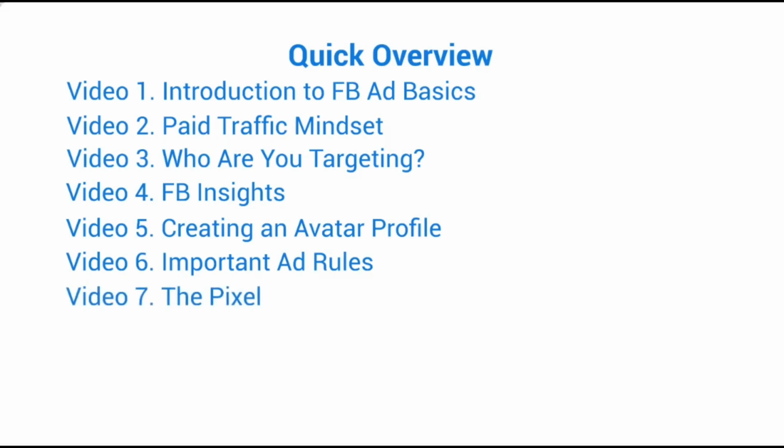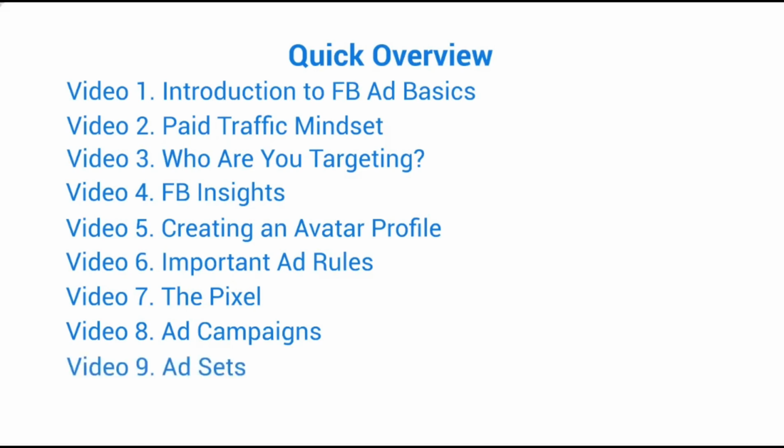In video number 7, we'll talk about the pixel, which is basically the tracking code that Facebook uses, why it's important, and how you can create it. In video number 8, we'll talk about ad campaigns. In video number 9, we'll talk about ad sets. And of course, in video number 10, we'll talk about ads. So as you can see, videos 7, 8, and 9 are the technical aspect, but all the videos before that prepare you for it.